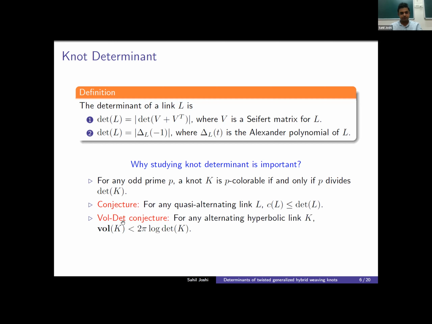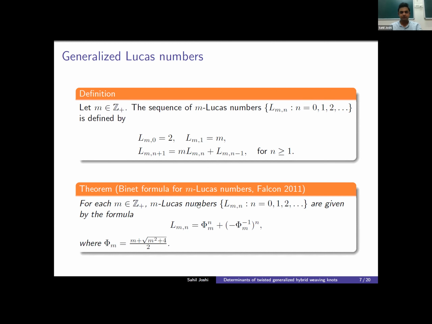This has a nice formula, just like the Binet formula for Fibonacci numbers. The m-Lucas numbers have a Binet formula, which was proved by Falcon in 2011 in one of his papers. This formula says that if I take the ratio phi_m to be (m plus the square root of m squared plus 4) divided by 2, then the Lucas numbers can be given in this form. If I substitute m equal to 1, we get the golden ratio, and the m equal to 1 case corresponds to the classical Lucas numbers.